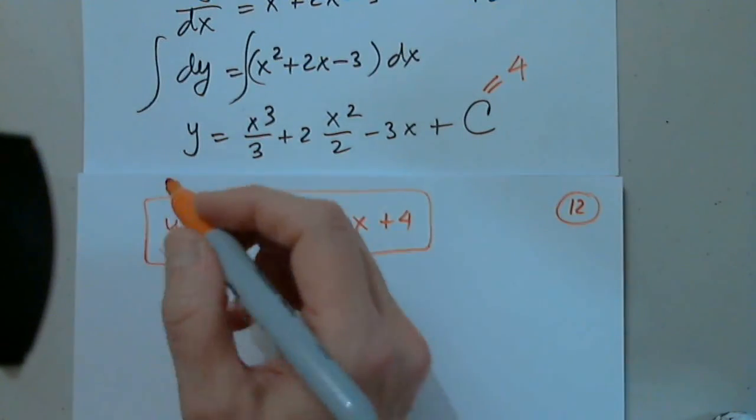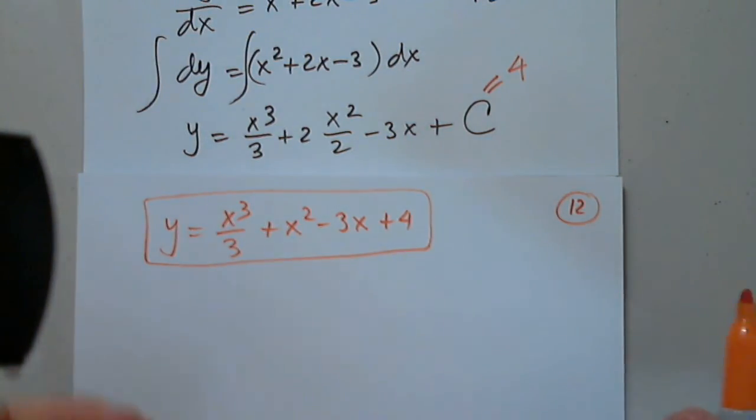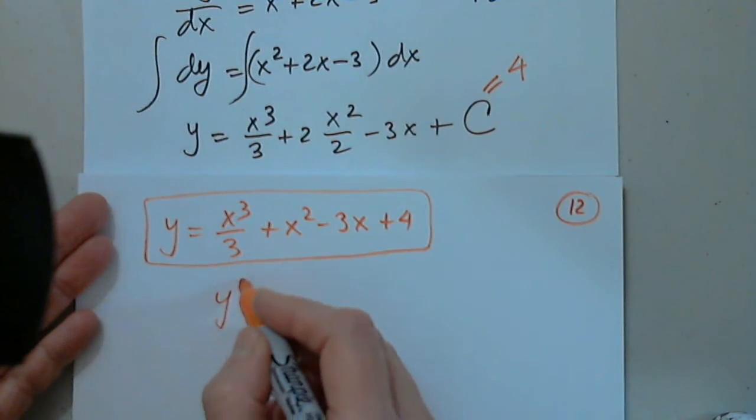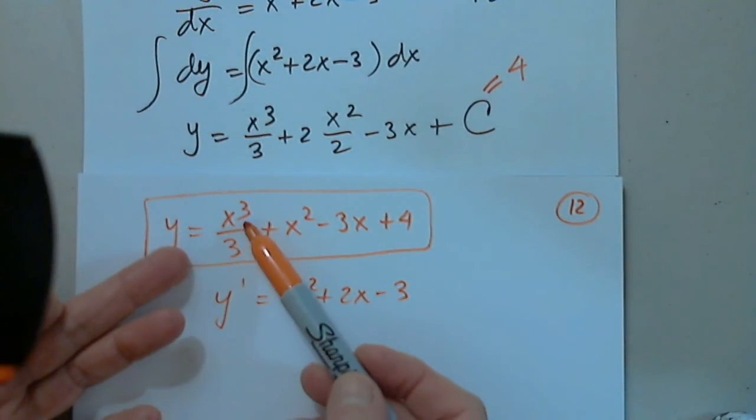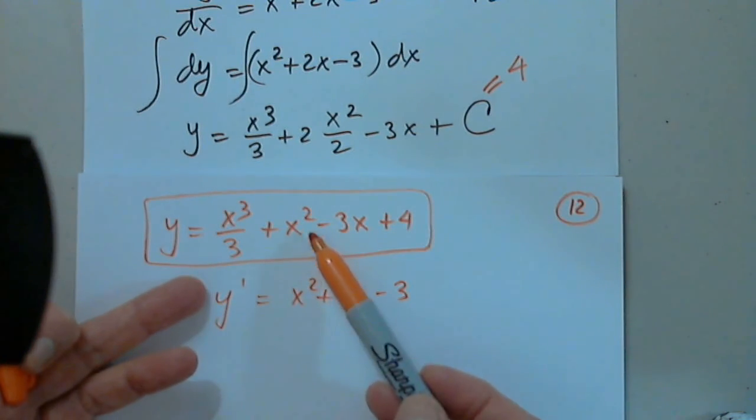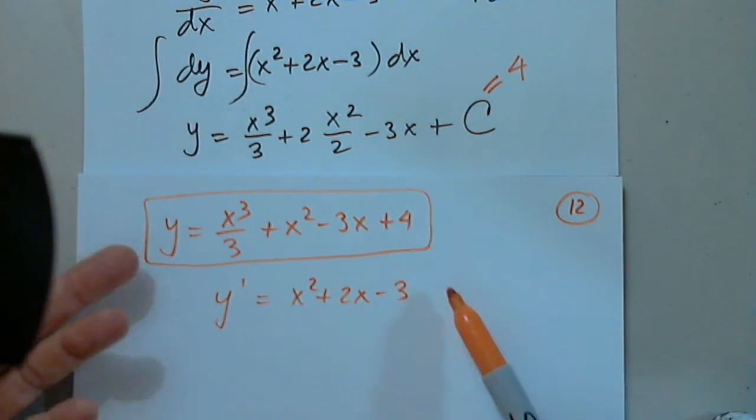So they're asking us now to check. There is nothing to check. That y prime equals x squared plus 2x minus 3. Of course, 3x squared over 3, 2x, minus 3, and 0.